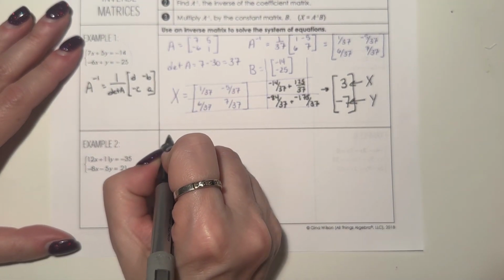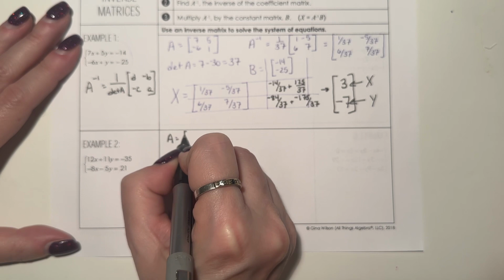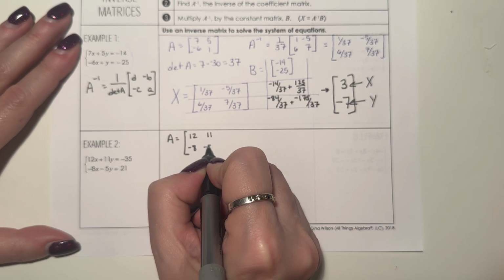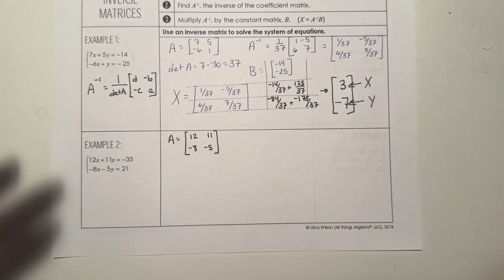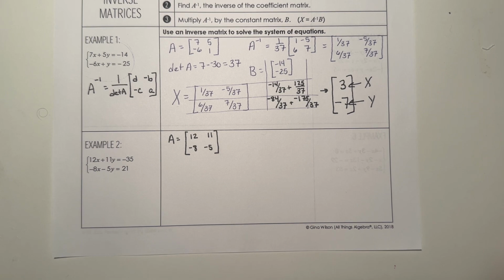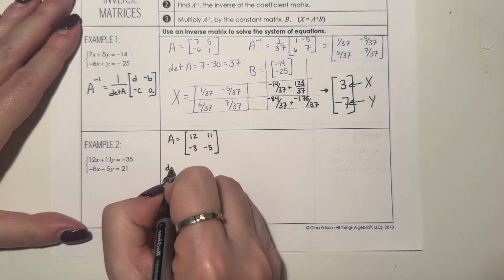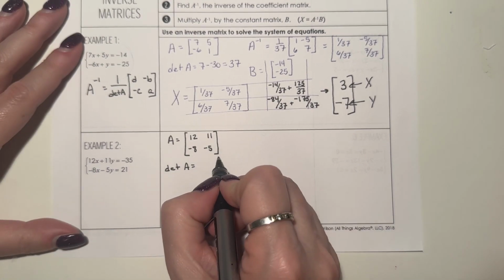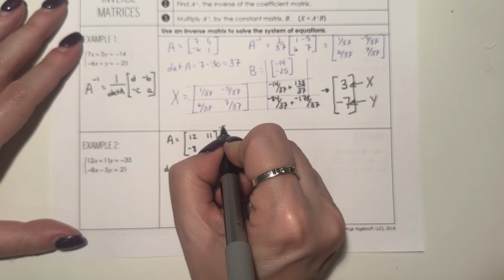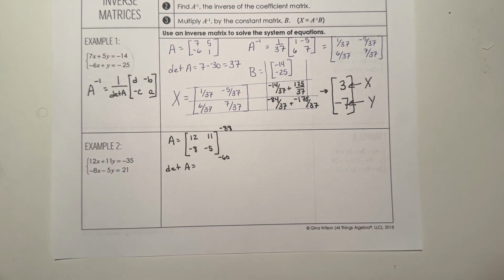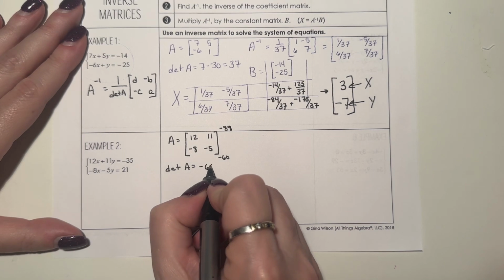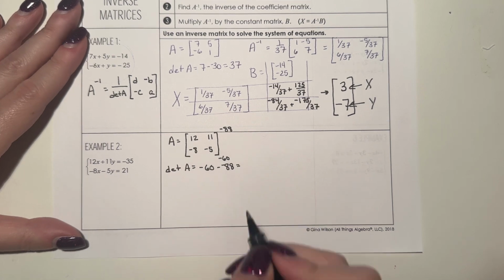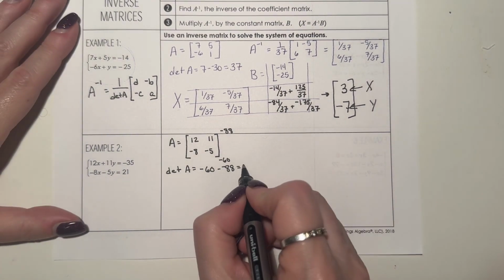All right, so first thing I'm going to do is I'm going to find matrix A. 12, negative 8, 11, negative 5. Okay, perfect. Now I'm going to find my determinant. I'm going to use a calculator to help me out with the determinant, because this is negative 60 and that's negative 88. I probably could do that in my head. So negative 60 minus negative 88. I end up with a nice determinant, looks like of 28.